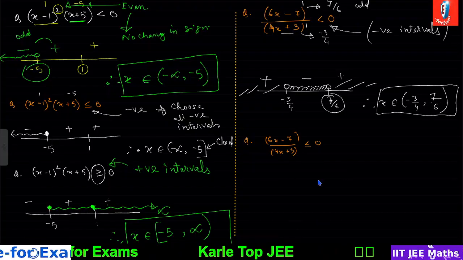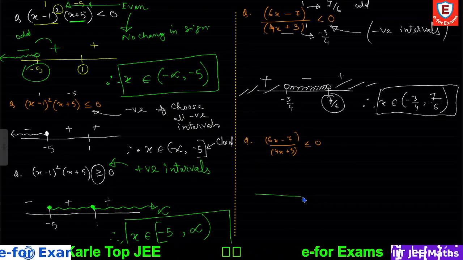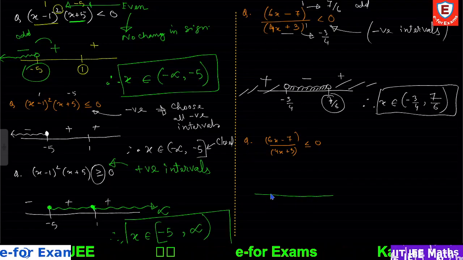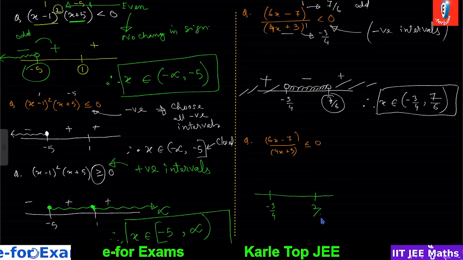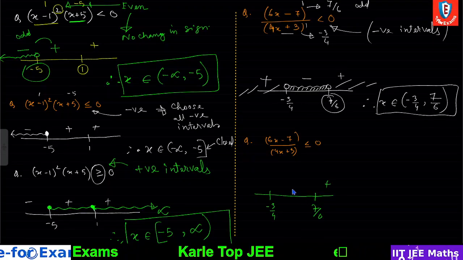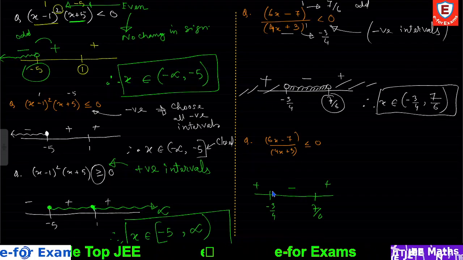Now let's do the next one. Same thing here, right? Same question, only the sign changed. Minus 3 by 4, 7 by 6. Plus, minus, plus. Here, less than or equal to.